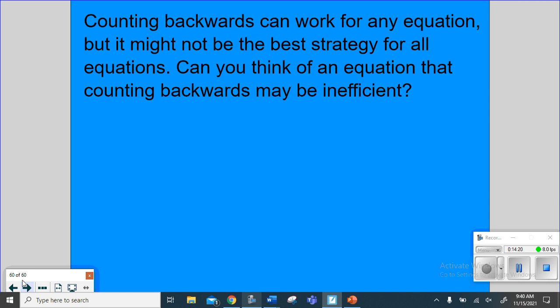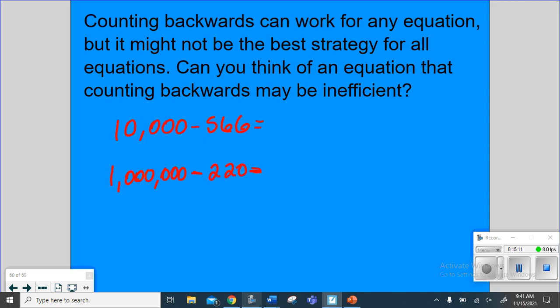Gwen? Like 10,000 minus 566. Is that what you said? Yeah, that might not be the best strategy to use counting backwards because it's got really large numbers and only one friendly number. Sean, can you think of another equation that counting backwards might not be the best strategy? 1 million minus a billion. Yeah, the distance between those two numbers is going to be really, really big. It's not likely going to be the best strategy of counting backwards.